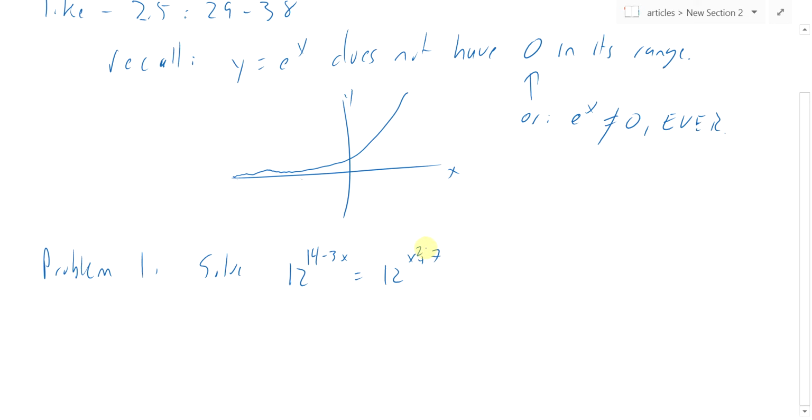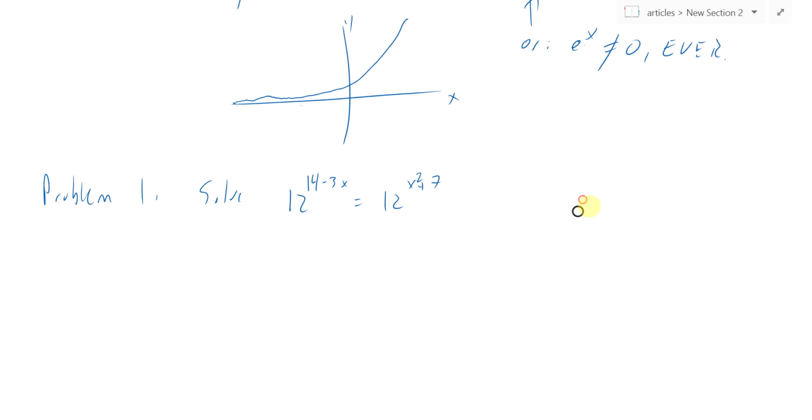And note, let me just go back and say, it isn't just e to the x. Any base to the x is never equal to 0. It doesn't matter what the base is. So, solve 12 to the 14 minus 3x equals 12 to the x squared plus 7. We note that we have the same base. So, if this base raised to something is equal to the same base raised to something else, then that tells me the exponents are equal.